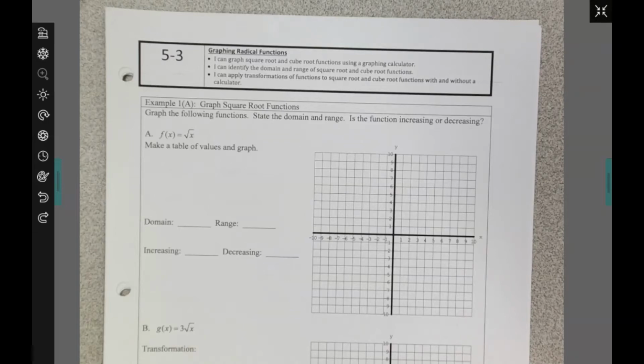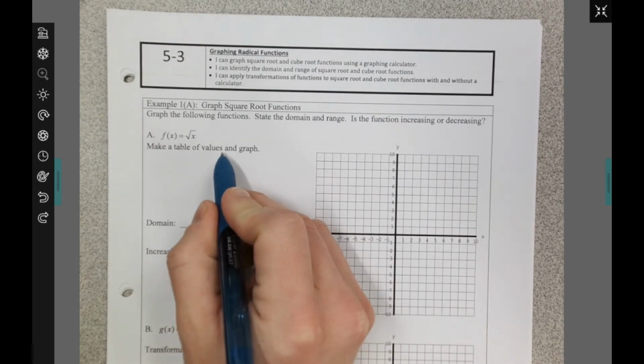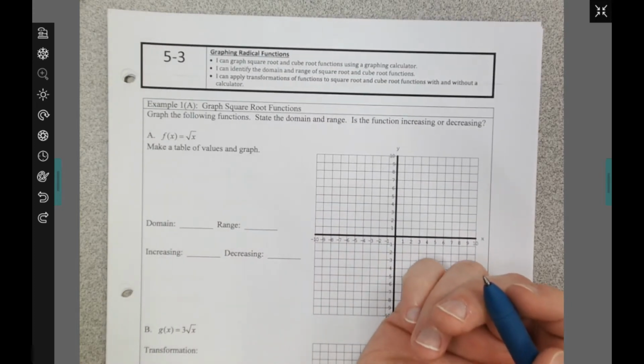Section 5.3 deals with graphing radical functions, and we're going to keep it really as basic as possible here. For example, 1a, we're just going to graph square roots. They ask you to go ahead and make a table of values. We're not even going to worry about that on these.